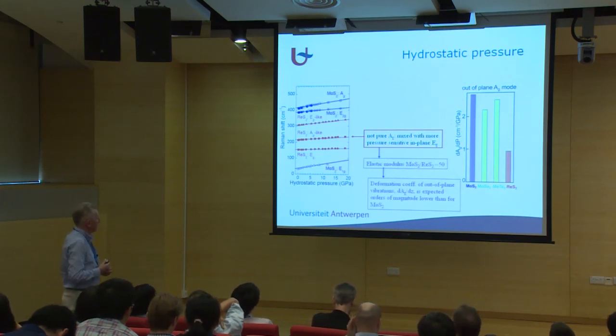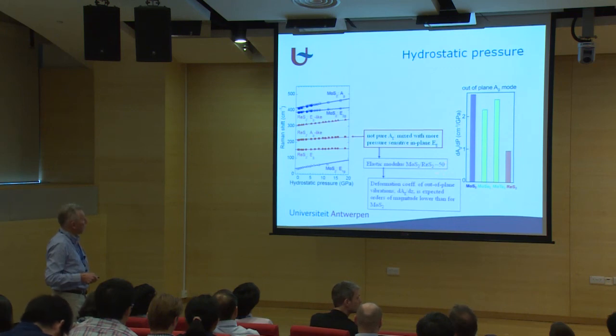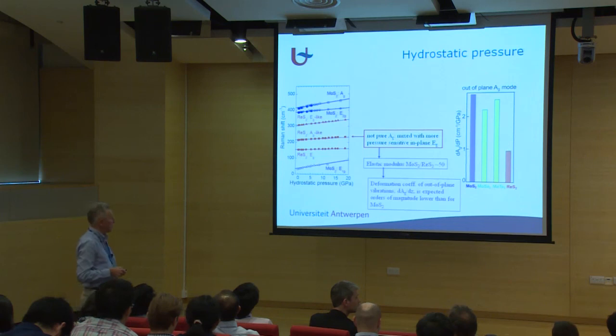Now, if we take into account that the ratio of the elastic moduli of molybdenum disulfide and rhenium disulfide is about 50, then you will find that the deformation coefficient of the out-of-plane vibrations is expected to be a few orders of magnitude smaller than in the case of molybdenum disulfide.